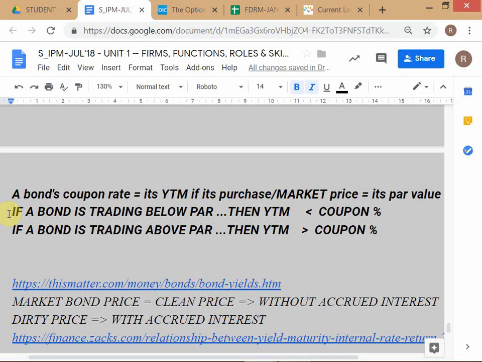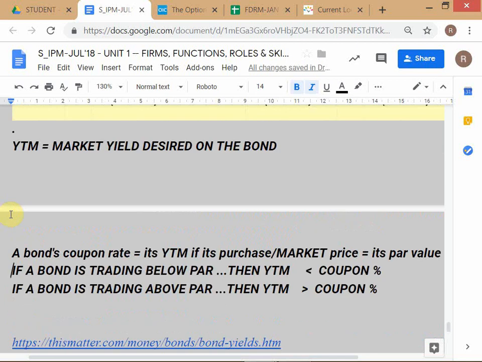If a bond is trading below par, that means that demand for the bond in the market is less. Okay, so what does that mean? So the investors would not be interested in trading in a bond if the yield is less on the bond. Then how will the market clear? When you're saying market, if the bond is trading below par, it is trading, right? There's a market price, meaning the market is clearing. You're saying that if the market price is below par, then the YTM is less than the coupon. What is YTM? We have already explained what YTM is. YTM is the yield that the market desires on the bond.